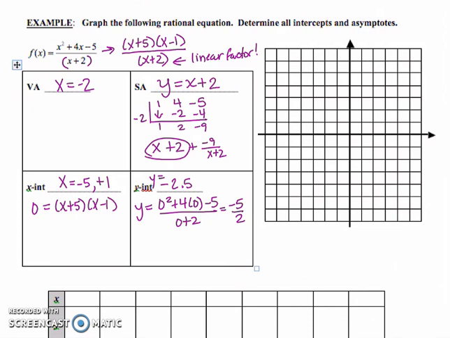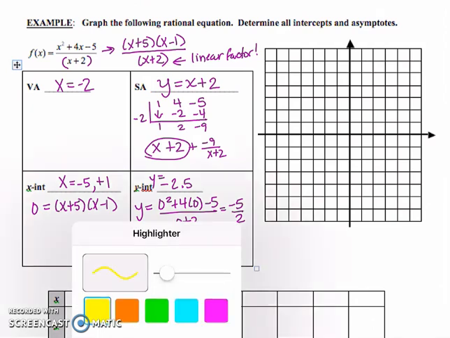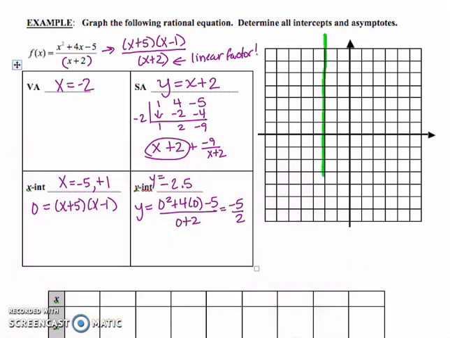All right, so it's time to graph in some asymptotes. I'm going to do them in green this time. All right, so my vertical asymptote is at -2. That's right here. And then my slant asymptote is going to be the line y equals x plus 2. So a y-intercept of 2, and then a slope of 1 over 1. Okay. So there are my asymptotes.